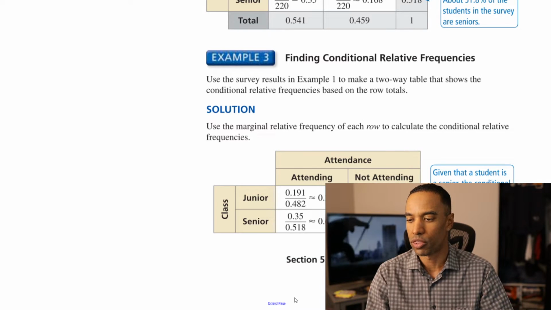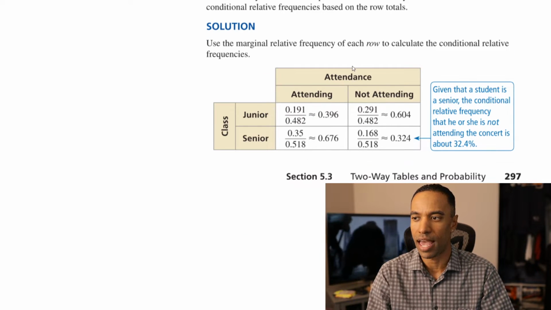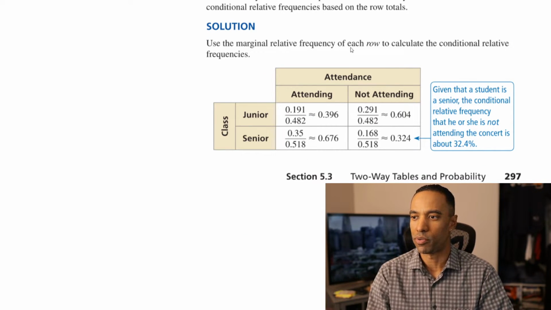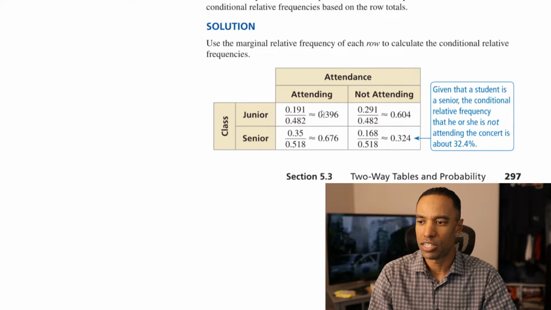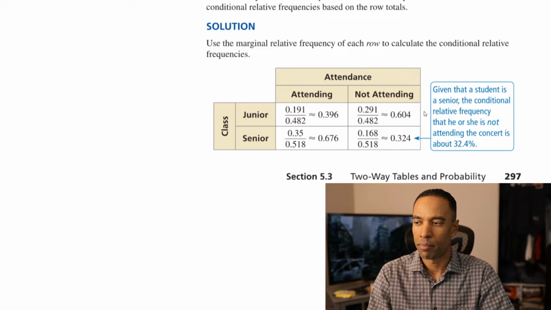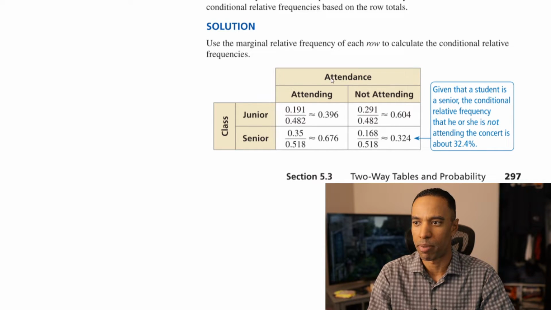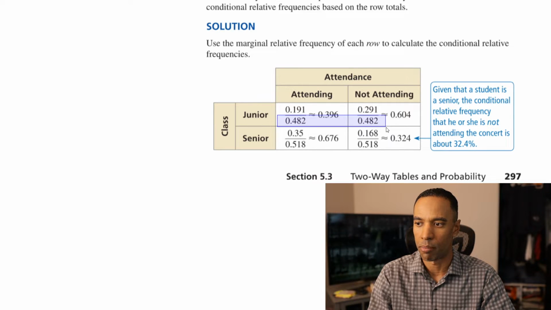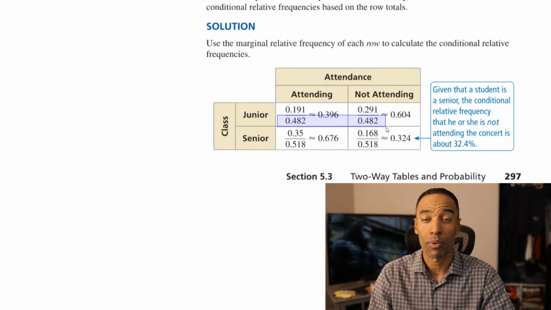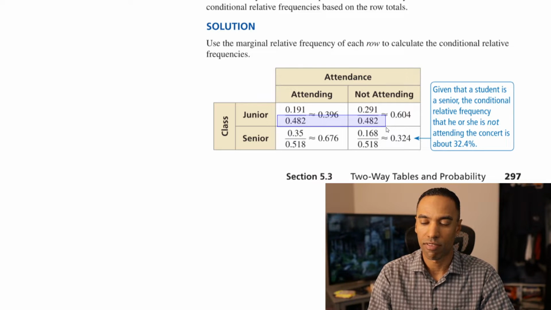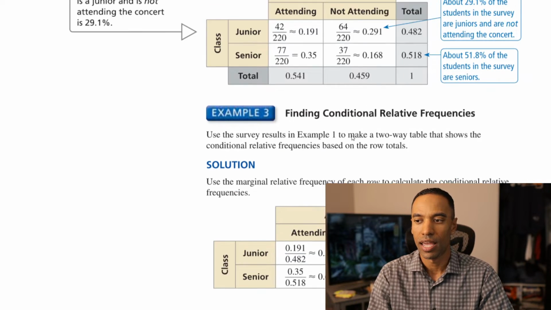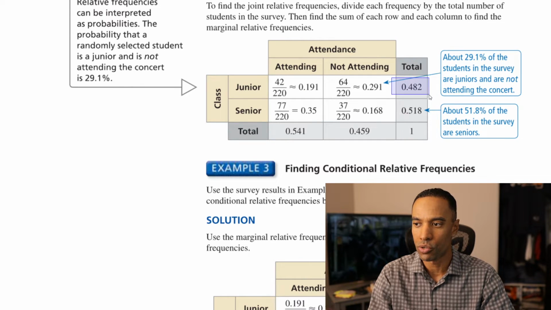We've talked about conditional things before, and I want to bring this up again. Use the marginal relative frequency of each row to calculate the conditional relative frequencies. And you can find conditionally how juniors and seniors compare to attending and not attending in this way. The 0.482 number is what's being divided here. Now, we've done conditional probability. In conditional probability, we're not dividing by the entire amount that is 1. Instead, we're dividing by 0.482, 0.482 being the total represented here.